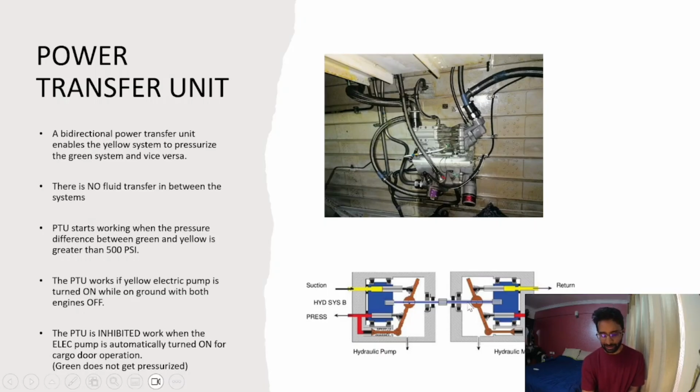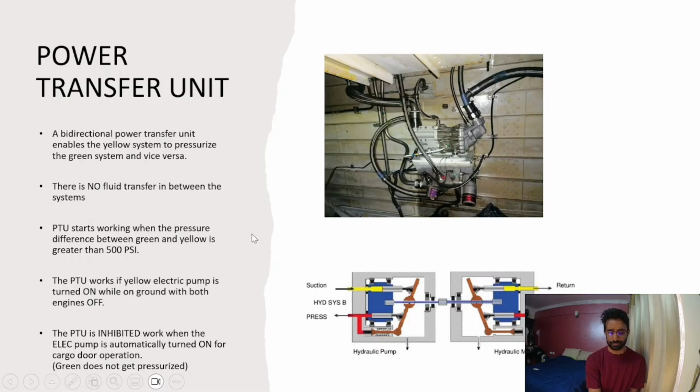So this is the internal diagram. You can see that there is no way in which hydraulic fluid can be transferred. There is no physical movement of fluid between these. But we don't need to learn in depth about the working of the PTU. You only need to know that the pressure can be transferred from green to yellow or yellow to green. When does it work? It works when there is a pressure difference of 500 psi.